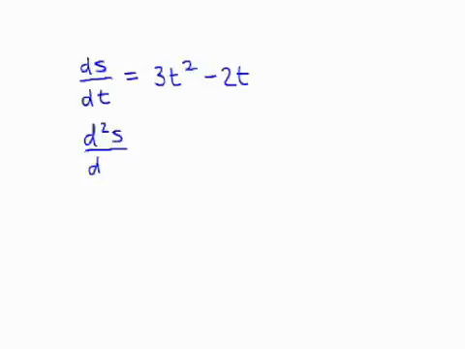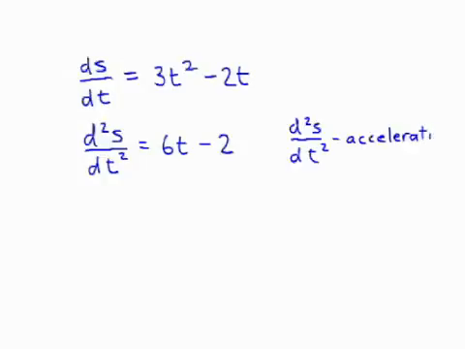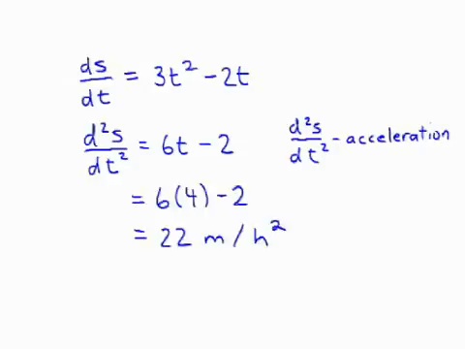So that's what we've done. If you notice, our second derivative in this case is 6t minus 2. It's merely a matter of substituting 4 in for t and solving, and we obtain 22 meters per hour squared.